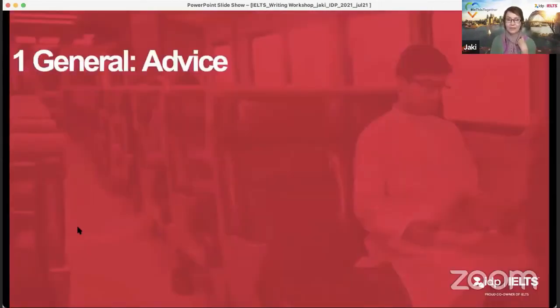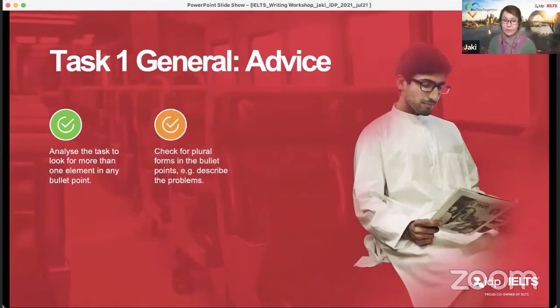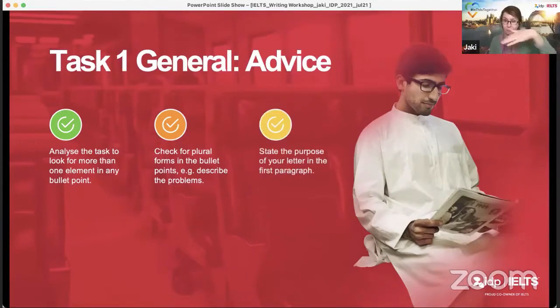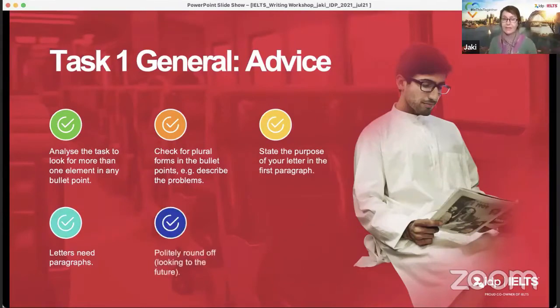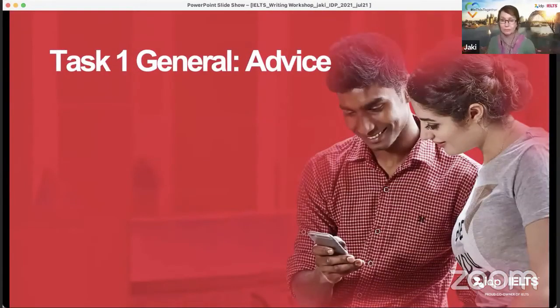All right, so just some overall advice. Make sure you do what we've been doing. So you look for the purpose, you look for the tone, you check all the bullet points carefully. Look for plurals in the bullet, like problems. Purpose needs to be at the top. A letter usually has 5 paragraphs. Sometimes you can combine the bullet points into like 2 bullet points in 1 paragraph, but remember, equal amount for each bullet. The last paragraph, you point to the future, like I look forward to meeting you or whatever.